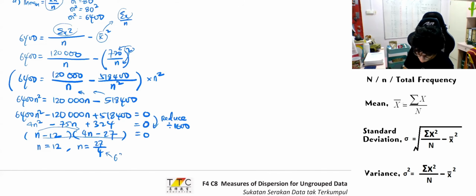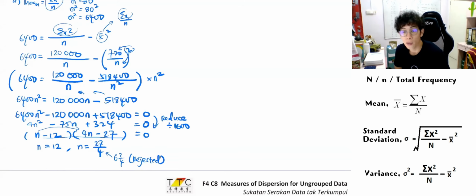By the way, this one is 63 over 4, right? So I will ignore this. Why? I will write the word rejected. Why do I reject this? It's a positive answer, everyone. It's a positive answer, but why do I reject it?